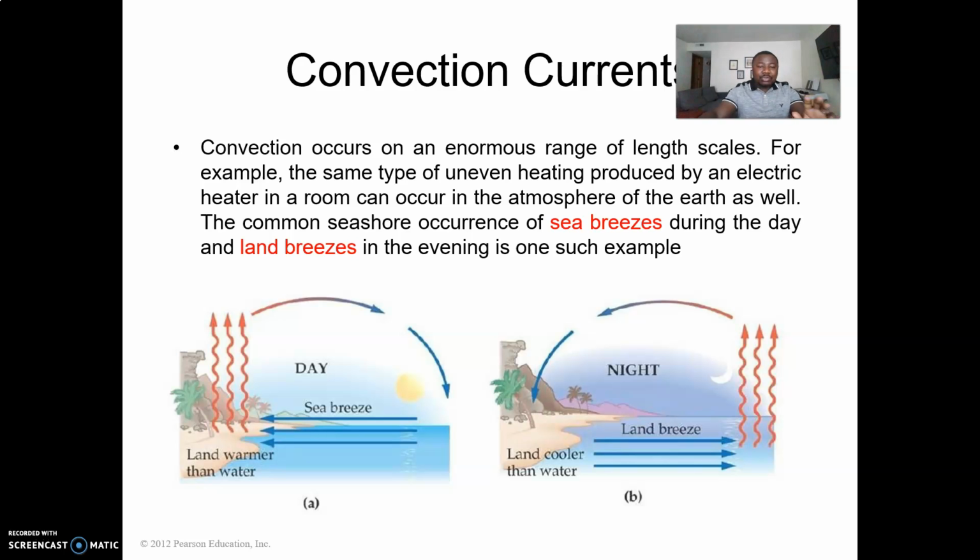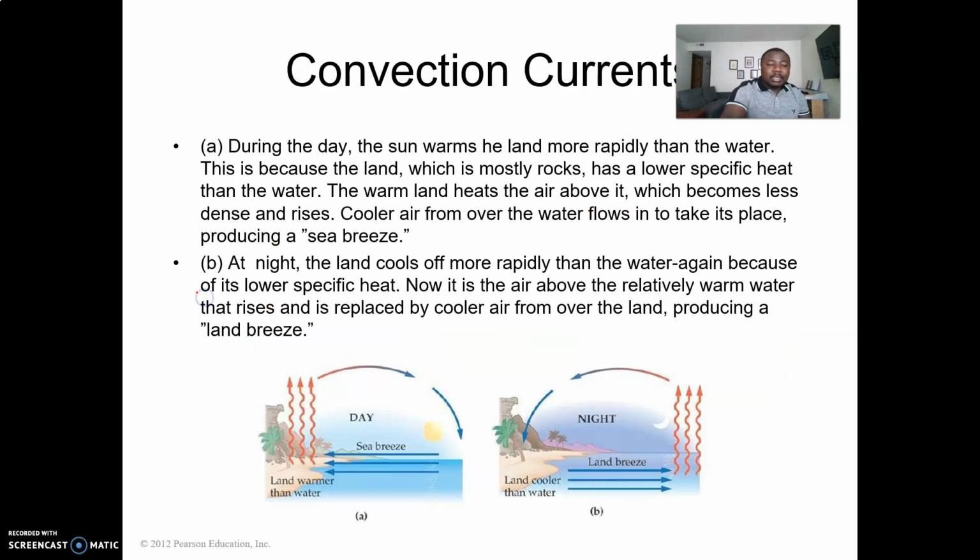Now what happens during the daytime? During the day, the land gets heated up. That means the land, the surface that doesn't have water, gets heated up because of its low specific heat capacity, which we explain in fluid mechanics. Because of the low specific heat capacity of the land, it gets heated up, the air around the surface of the land gets heated up, and as a result the air rises up.